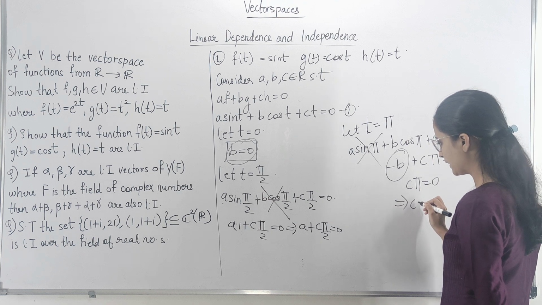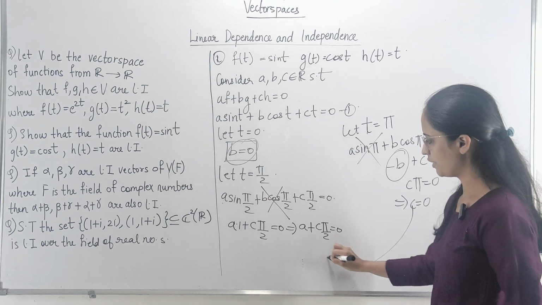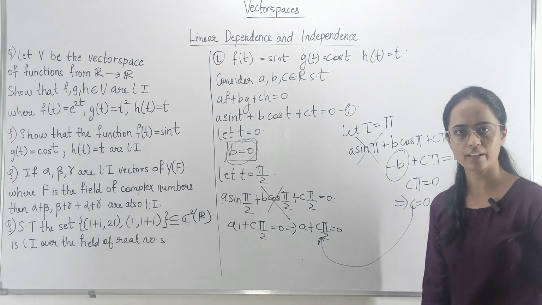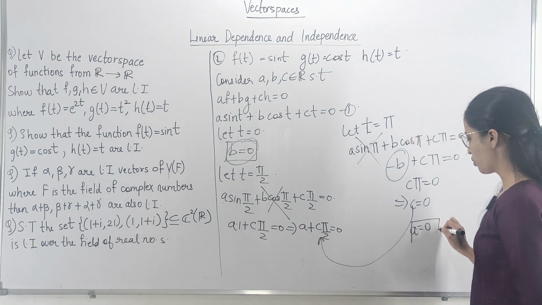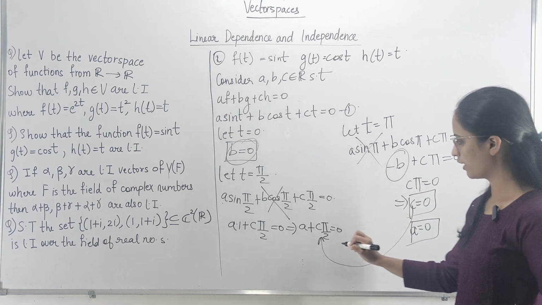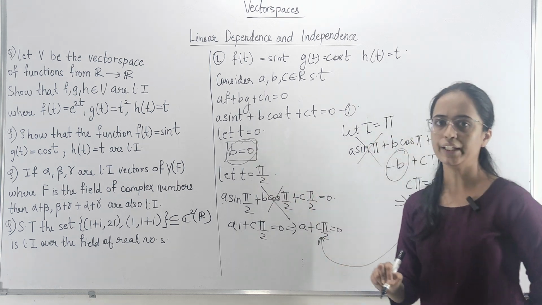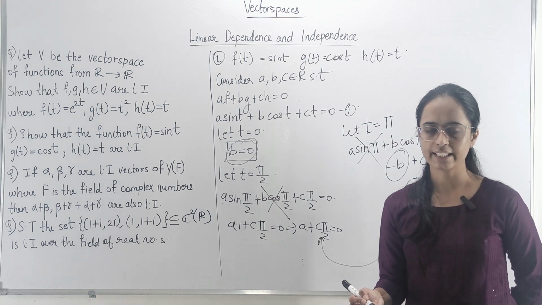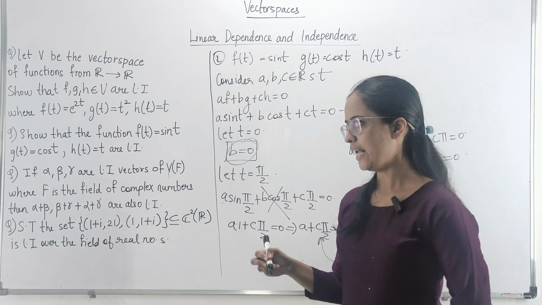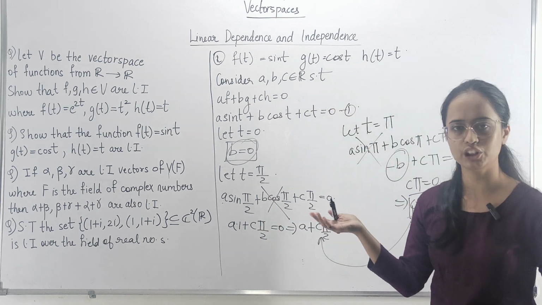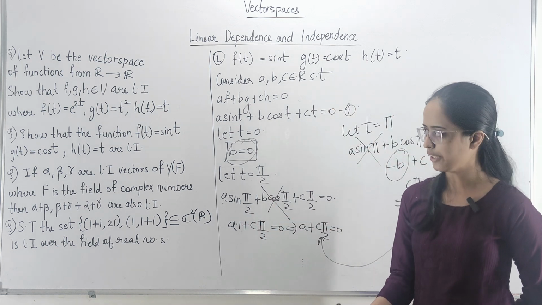Which implies that your c is equal to 0. And if c is equal to 0, in this equation if we substitute, we get your a is equal to 0. So here if you see, you have got again a, b and c equal to 0, meaning all the scalars are simultaneously equal to 0 for random values of t, and hence the given functions f, g and h are linearly independent.